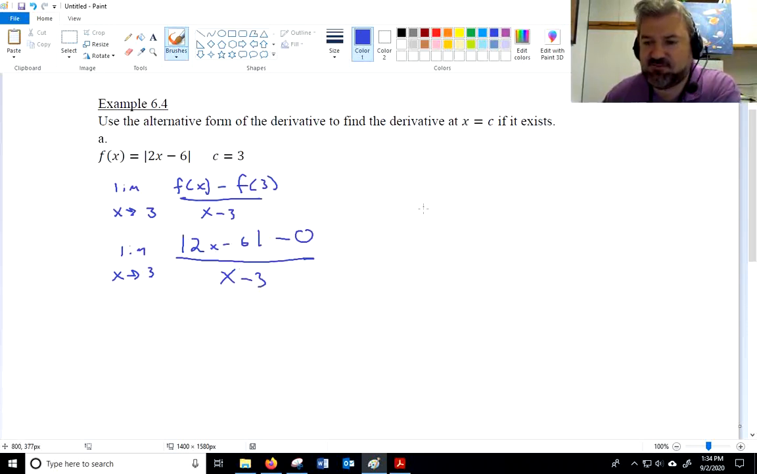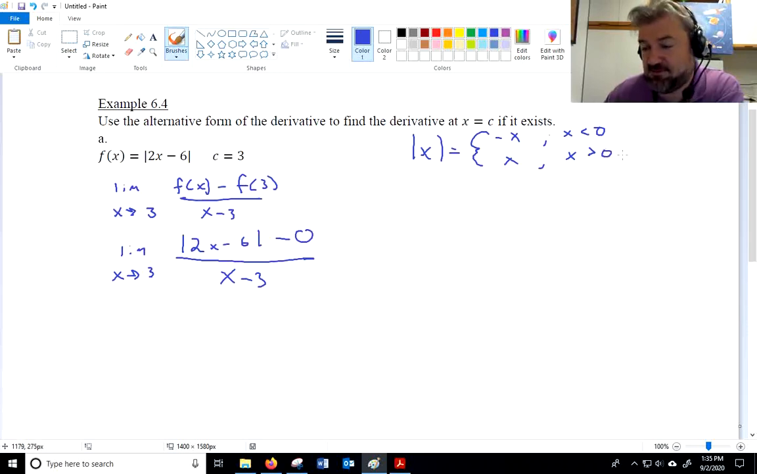Now this absolute value bars, we need to understand that the absolute value of x is defined to be negative x when x is less than 0 and positive x when x is greater than 0, and it's 0 when it's 0. Well, they already told us that c equals 3 is exactly when 2x minus 6 equals 0. So what I'm going to do is split this apart.